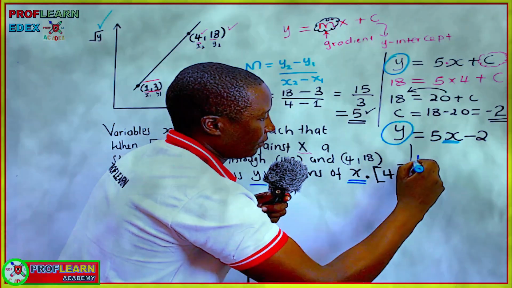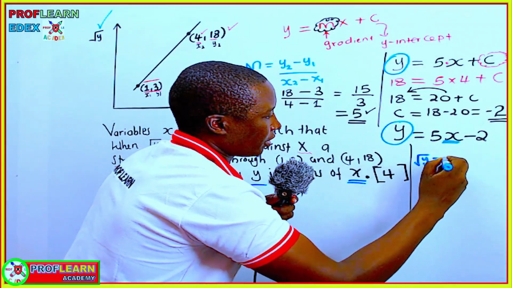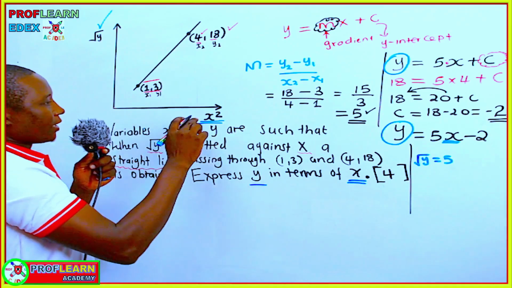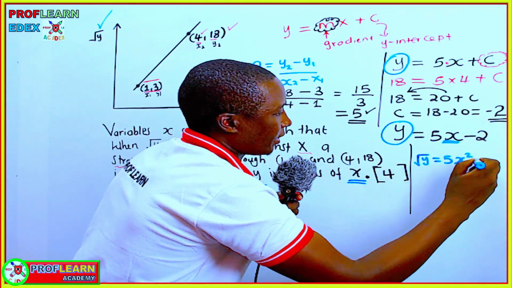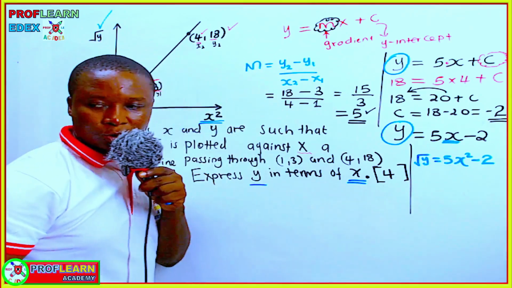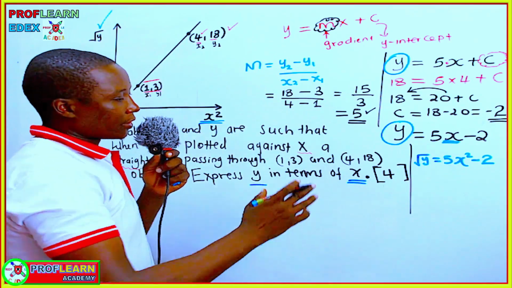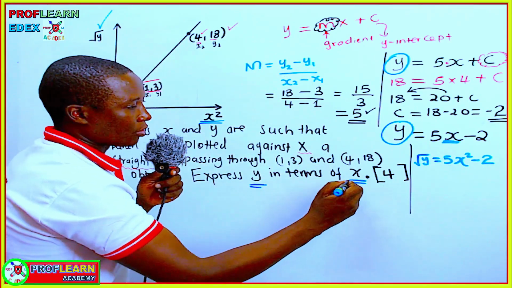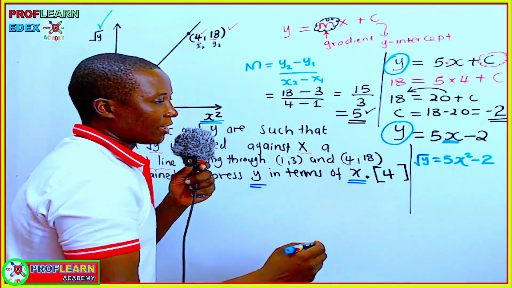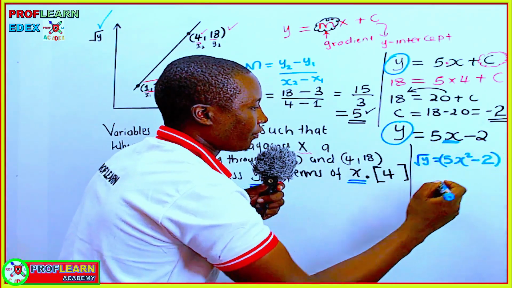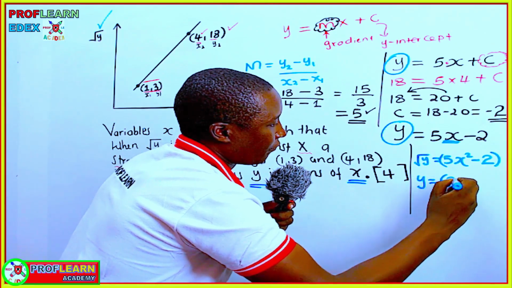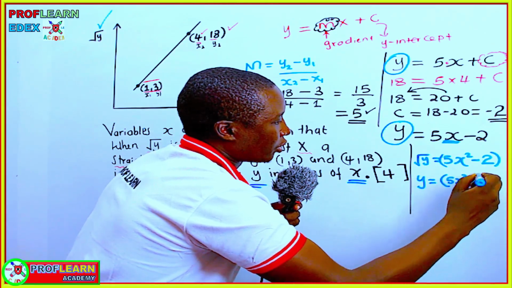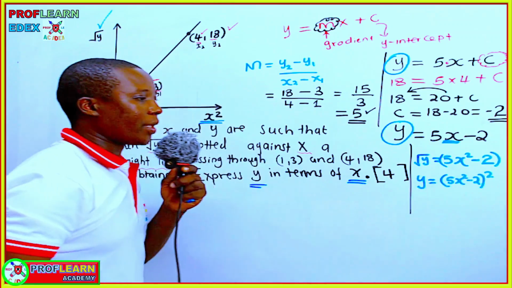So this is going to become square root of y equals 5. Now on the x-axis we are having x squared, so we shall write x squared minus 2, the way it is here. Since we are finding y in terms of x, we have to square both sides so that we get rid of the square root. Then we shall have y equals (5x squared minus 2) all squared.